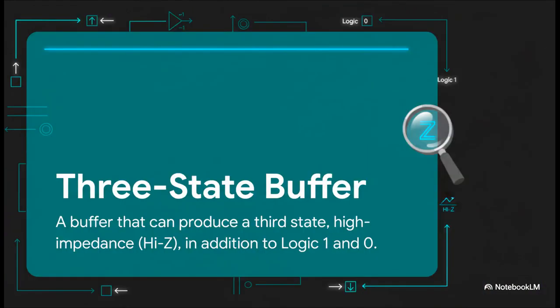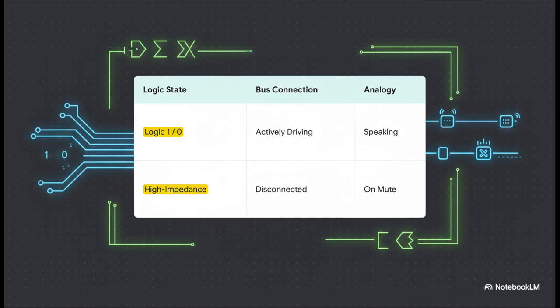It's a special kind of logic gate. Now, just like any other gate, it can output a logic 1, a high voltage, or a logic 0, which is connected to ground. But it's got this third trick up its sleeve, a high impedance state, which we'll often see called high Z. This slide breaks it down with a perfect analogy.